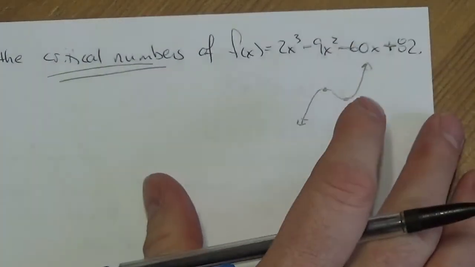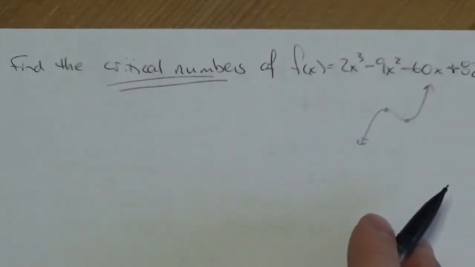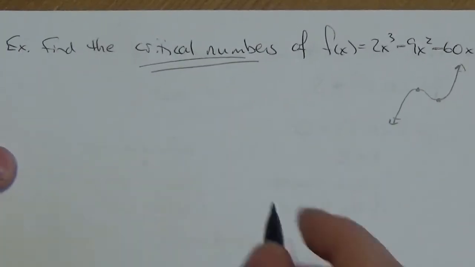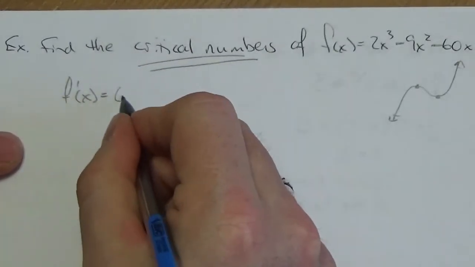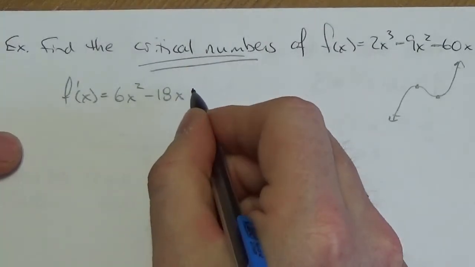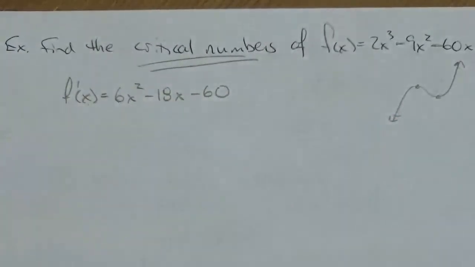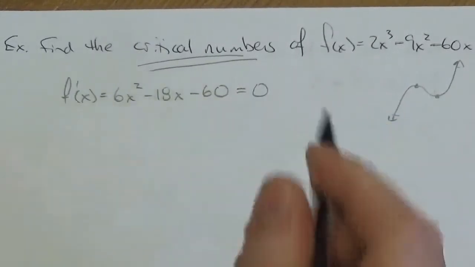But to start off with here, I have a bit of a sense of what's going on, so let's just see if the math corroborates what I believe here. Let's take the derivative, and that is going to be 6x squared minus 18x minus 60. And I'm going to set that equal to 0 because I'm interested.